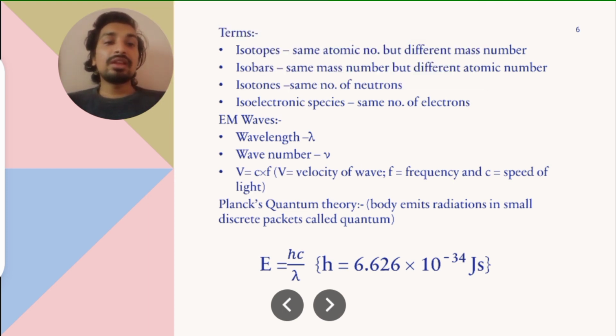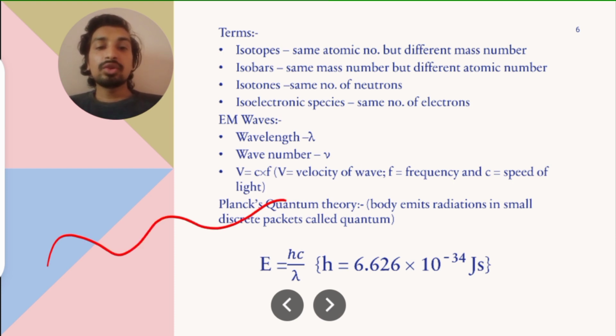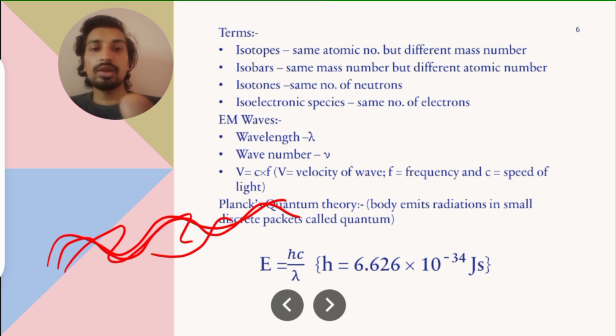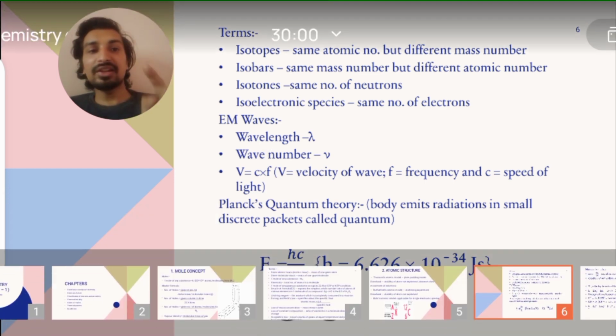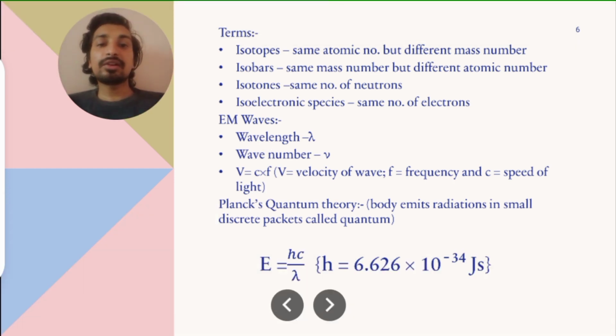Then electromagnetic waves. Electromagnetic waves are nothing but you have an electromagnetic wave like this. It has an alternating electric field. This is the electric field, for example, and perpendicular to that, it also has a magnetic field. So it has two: an oscillating electric field and a magnetic field. Together they form an electromagnetic wave. That's why the name electromagnetic, EM waves.